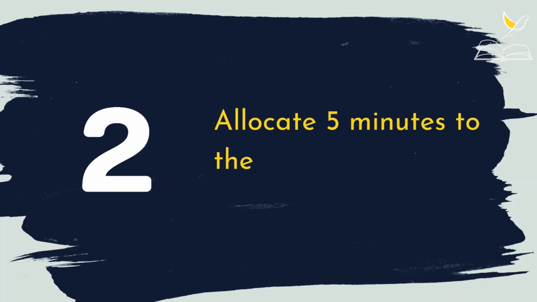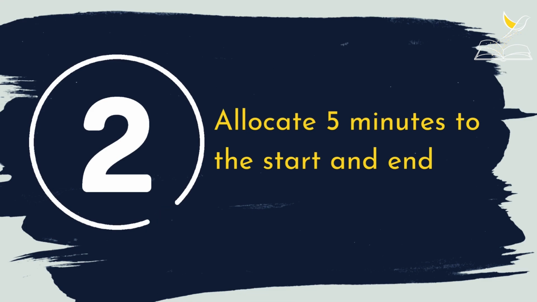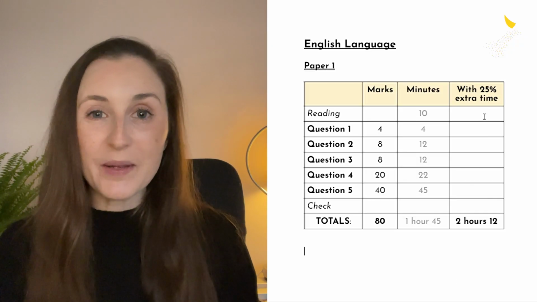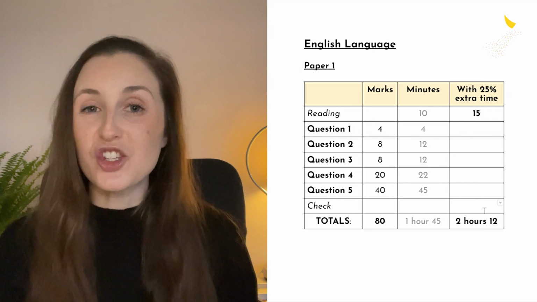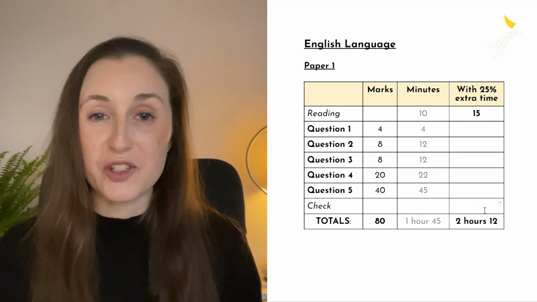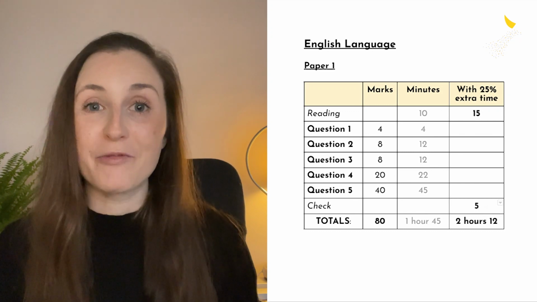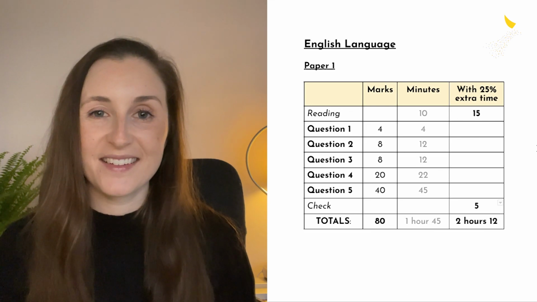Now allocate 5 minutes at the start and the end of your exam. That 5 minutes at the beginning will be used for extra reading time and 5 minutes at the end to check over your answers when you've finished. Do that before allocating time for individual questions.